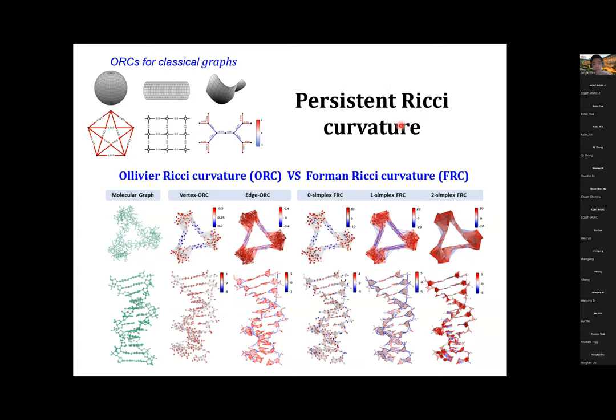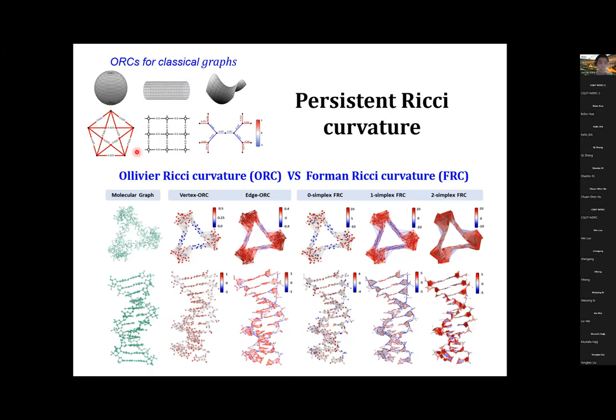But first, between this Ollivier and Forman Ricci curvature, the Ollivier Ricci curvature is defined on graphs, and the Forman Ricci curvature is defined for higher order complexes. But here we just define it for simplicial complexes. And for this Ollivier Ricci curvature, we can also associate positive, zero, and negative curvature in the form of graphs. I think some of this was also mentioned by Popo just now.